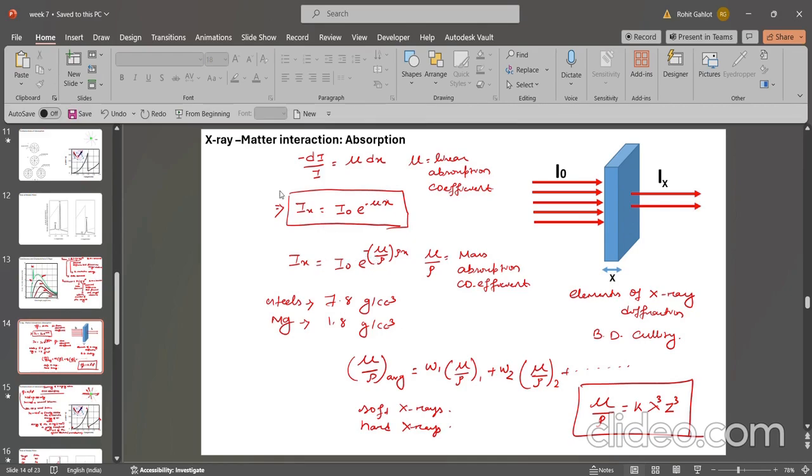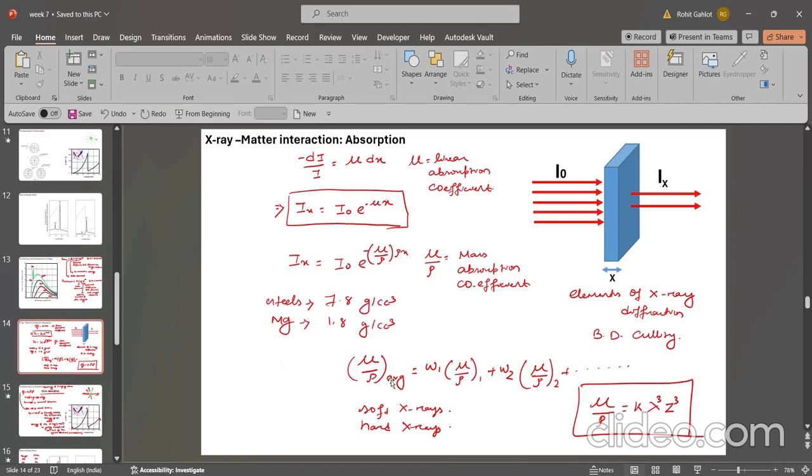The rate of change of the current is a function of the linear absorption coefficient of the particular material, which may vary from material to material. Therefore we can derive the current in terms of the linear absorption coefficient as Ix equals I0 e to the power minus mu x. Writing it with the mass absorption coefficient, it is I0 e to the power minus (mu by rho) times x, and x can also be written in terms of density as rho times dx. For steel the density is around 7.8, and for magnesium around 1.8 gram per cc.